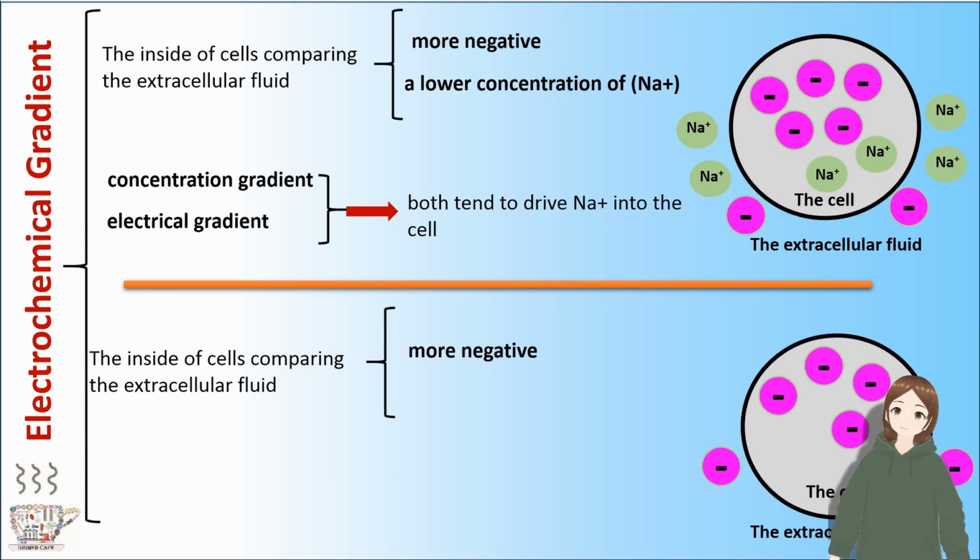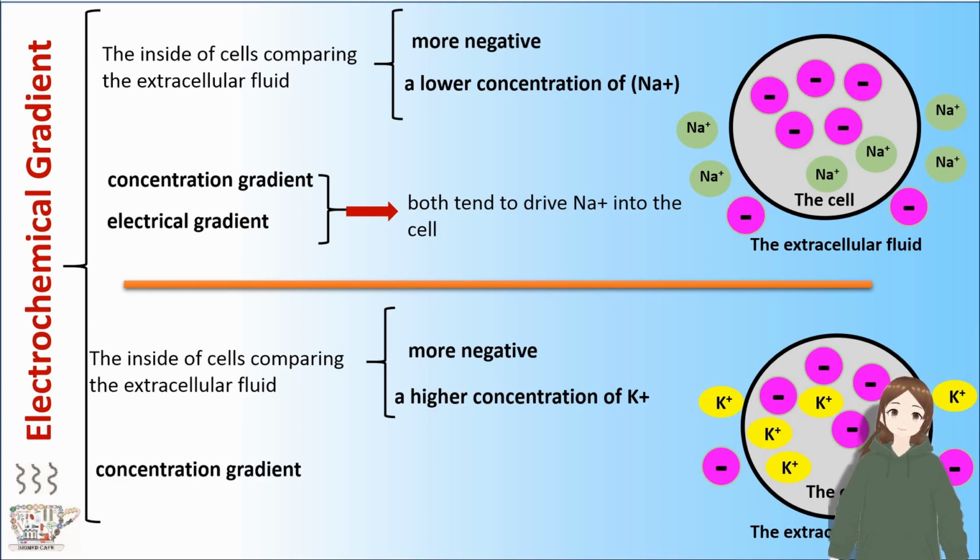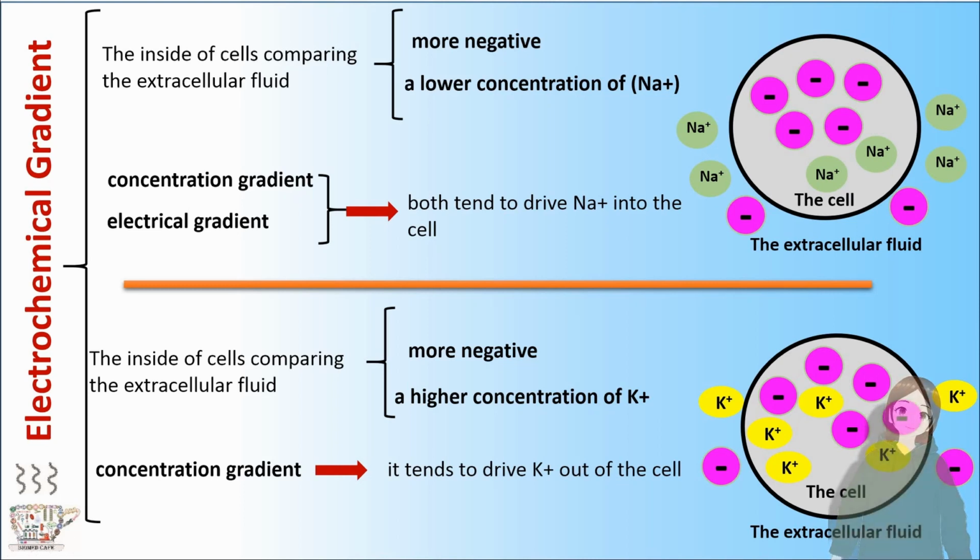Conversely, cells have a higher concentration of potassium than extracellular fluid. Therefore, concentration gradient tends to drive potassium out of the cell, and electrical gradient tends to drive potassium inside the cell.